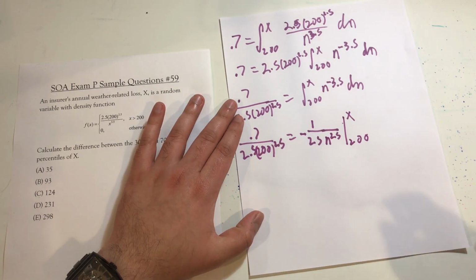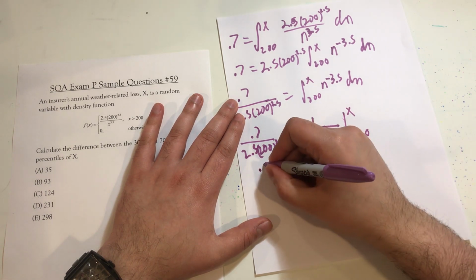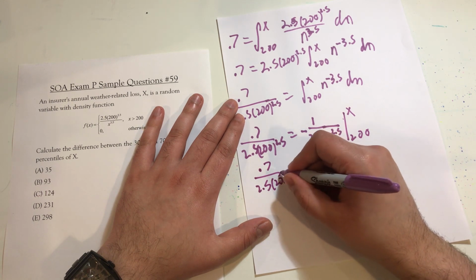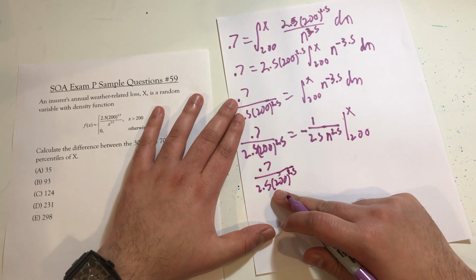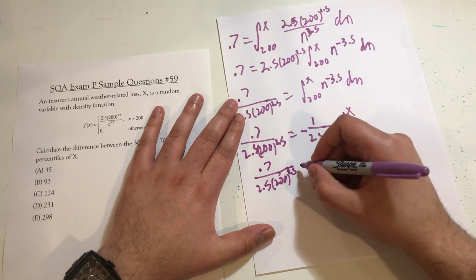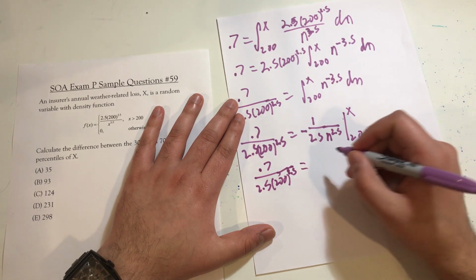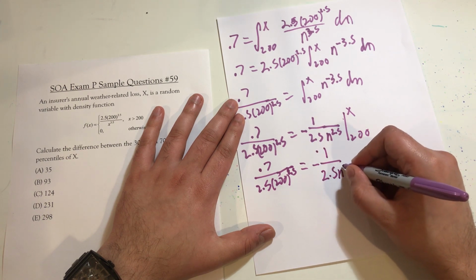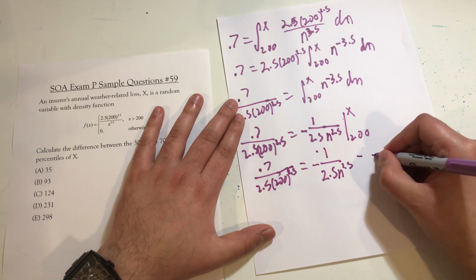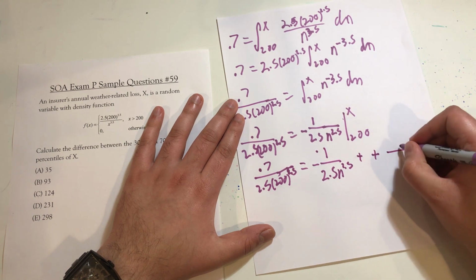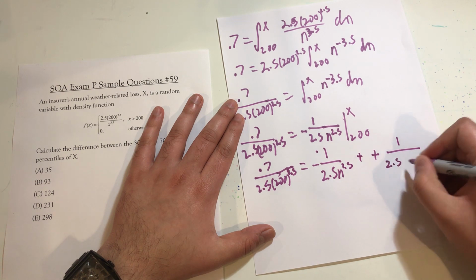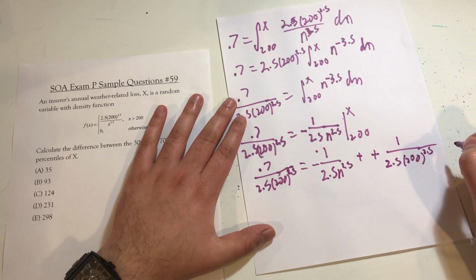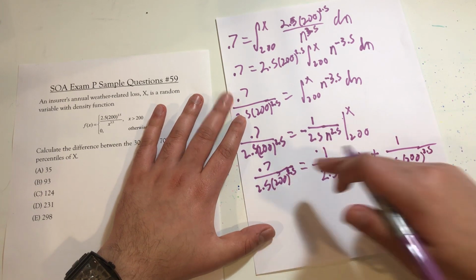All right, now I'm going to open this up. So 0.7 over 2.5 times 200 raised to the 2.5. This is something you could put into your calculator and just store as a number, and you don't have to keep rewriting it. That's going to be equal to negative 1 over 2.5 n to the 2.5, minus a negative, or plus a positive, 1 over 2.5 times 200 to the 2.5.